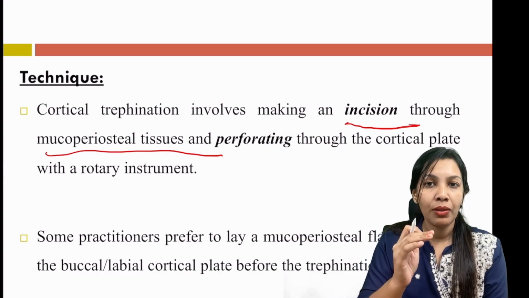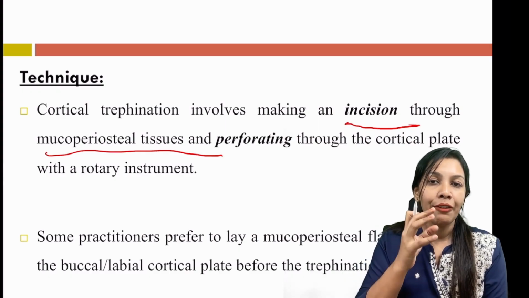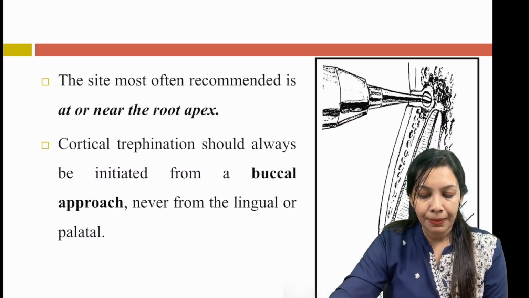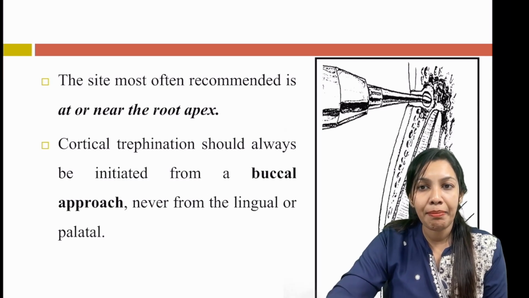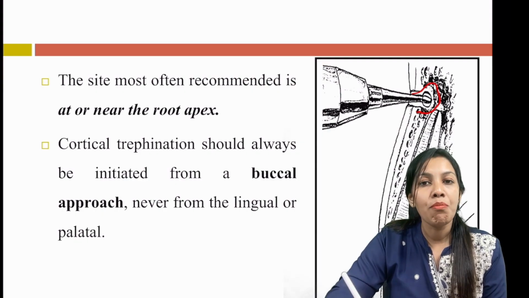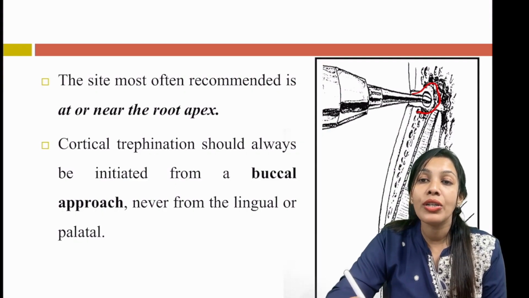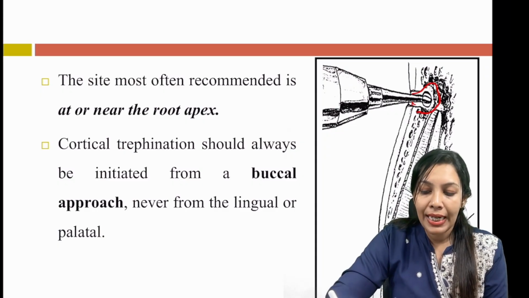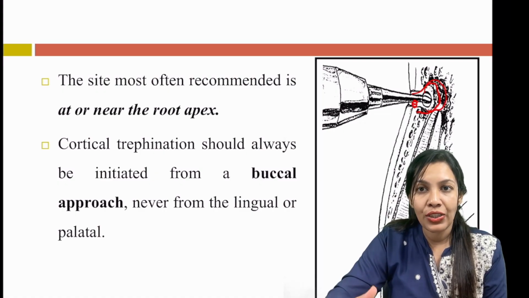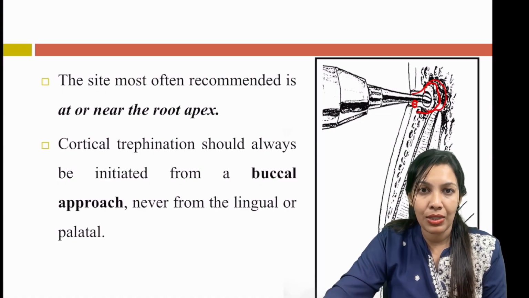First of all, mucoperiosteal tissue incision is done. After that, the cortical plate is perforated, right? So you can see in this image, this is cortical perforation. The site most recommended is at or near the root apex. Very important, it is at or near the root apex. So the pressure is relieved and the pus comes out.